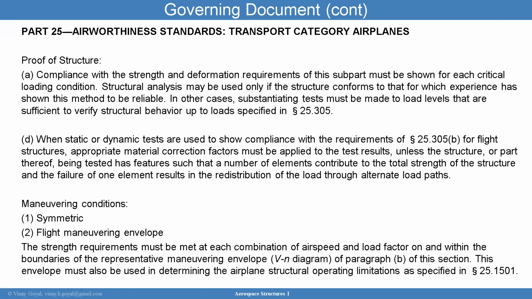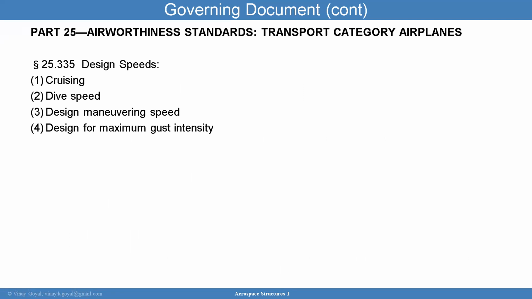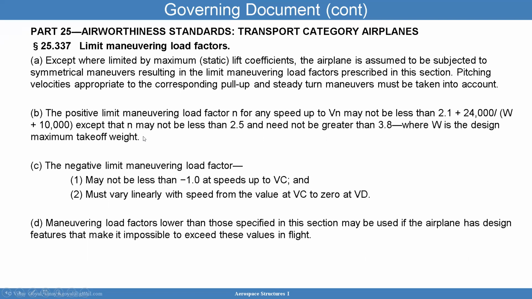Okay, and so we also have to make sure that we fully encompass the VN diagram, but we want to make sure it's reasonable. We then have to look at design speeds. We have to be good to the design speed. That means cruising dive speed, design maneuvering speed, and designing for maximum gust intensity.